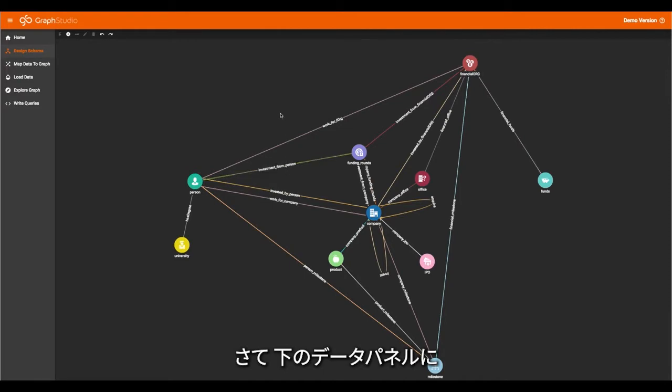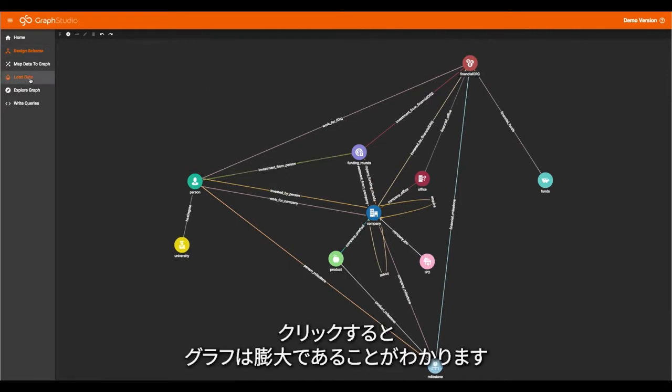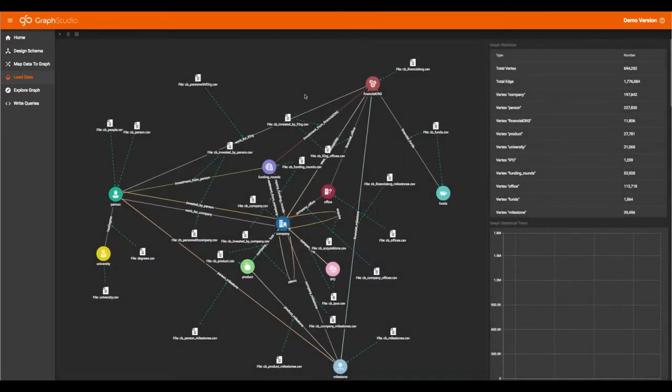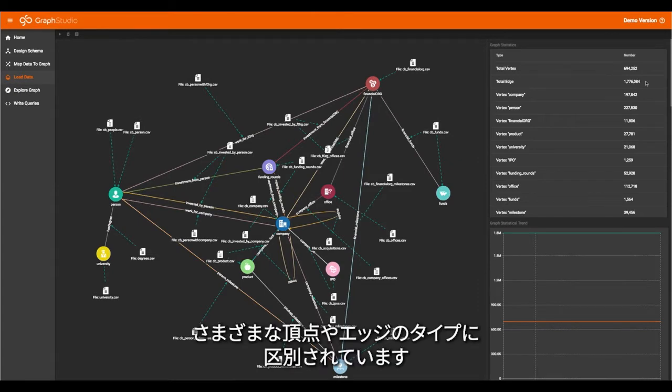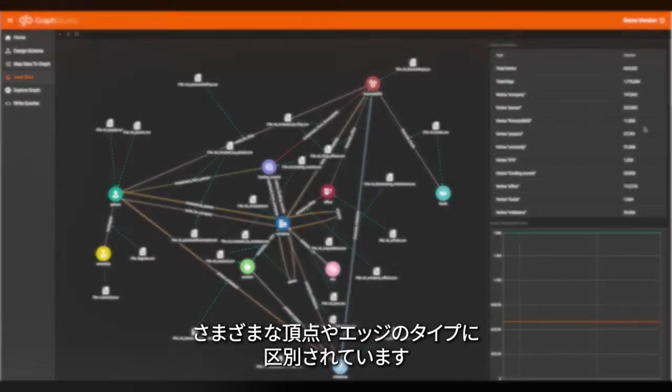If we now click over to the Load Data panel, we can see how big our graph is. We have almost 700,000 vertices and almost 1.8 million edges. These are split up among the many different vertex and edge types.